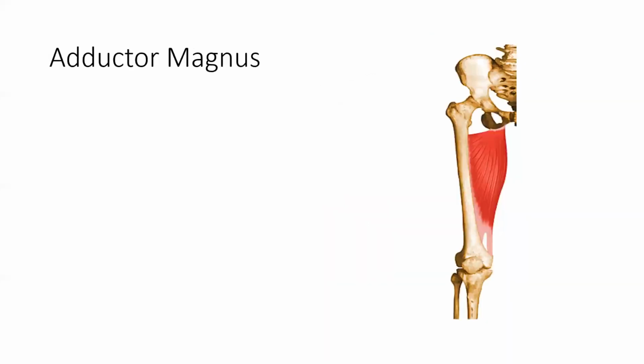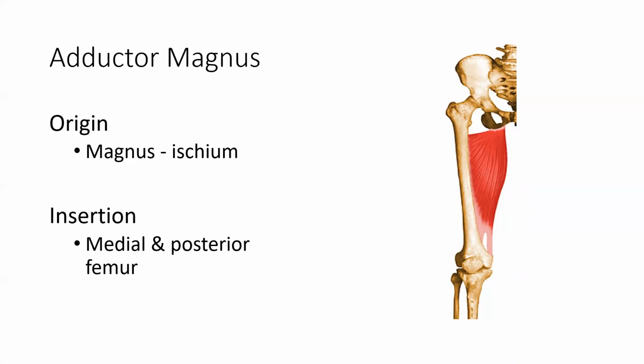Okay, moving on, we have Adductor Magnus. Adductor Magnus has its origin on the ischium. Okay, so we've talked a lot about bones that attach on the ilium. The Adductor Magnus attaches on the ischium, which is a little bit more inferior and posterior on the pelvis, and then has an insertion on the medial and posterior femur, the entire medial and posterior femur.